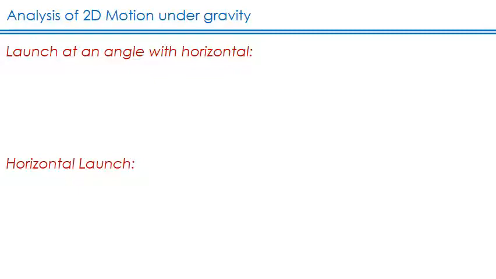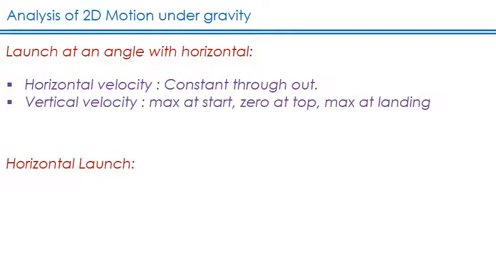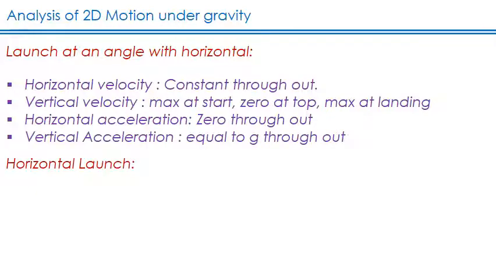When you launch something at some angle, the horizontal velocity remains constant throughout the motion. Vertical velocity is maximum at the start, zero at the top, and maximum at the time of landing. The horizontal acceleration is zero throughout the motion because there is no force acting in the horizontal direction, and we assume that there is no air friction. Vertical acceleration is equal to g throughout the motion. Even at the highest point, the vertical velocity is zero, but acceleration is not zero.